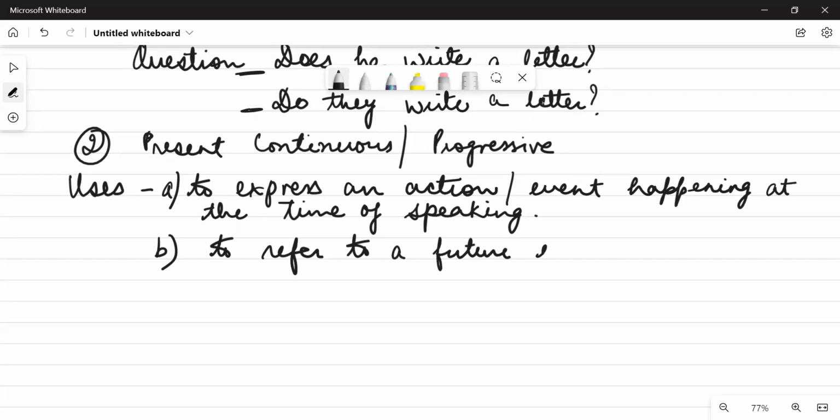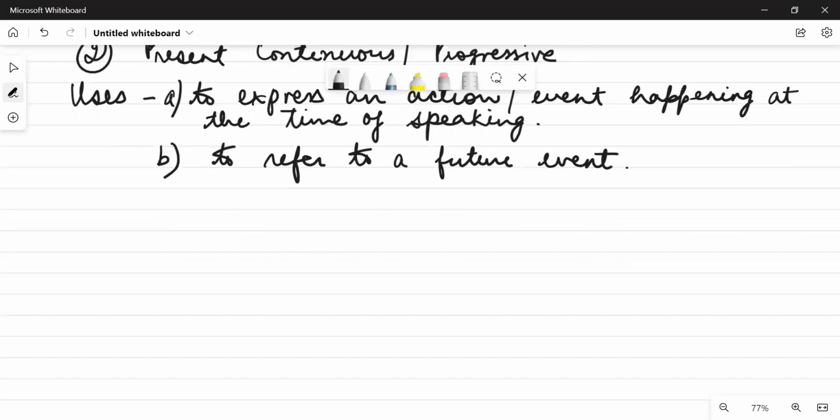Okay, now in what way? We can always say, classes are ending next week. The Prime Minister is arriving on Friday. So sometimes we can use a future event with a fixed schedule. We can use simple present, or we can also use present continuous for that, right?